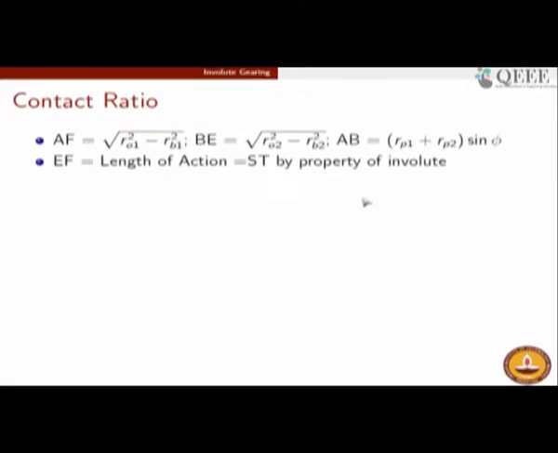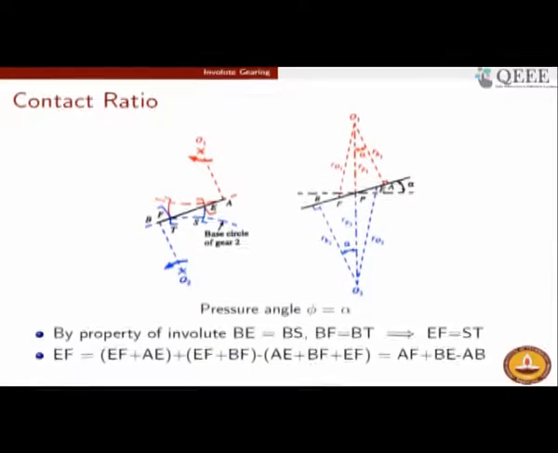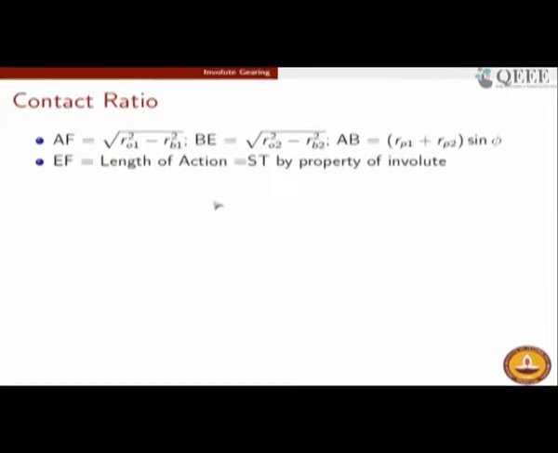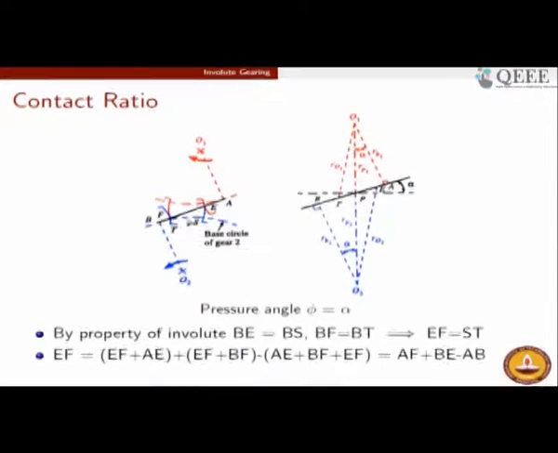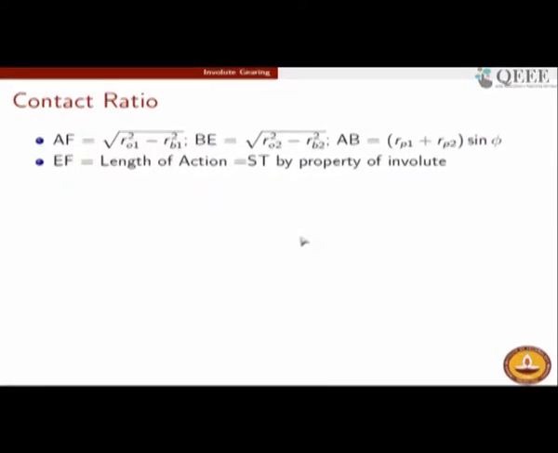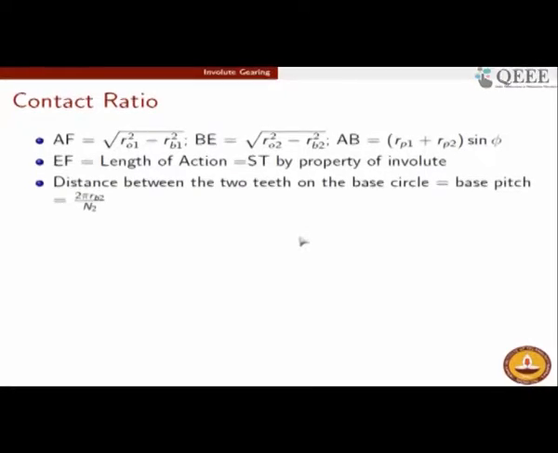So therefore, the length of action EF can now be determined, and the length of action we know EF is equal to ST, that we have already gone through. So what we have at this stage is that the length of action has been determined. Now what we want is the distance between two teeth on the base circle. We remember the definition of circular pitch. The circular pitch was the distance between two teeth on the pitch circle. Here we will reference this geometrical terminology not with respect to the pitch circle, but with reference to the base circle.